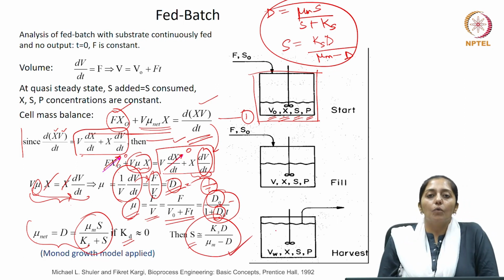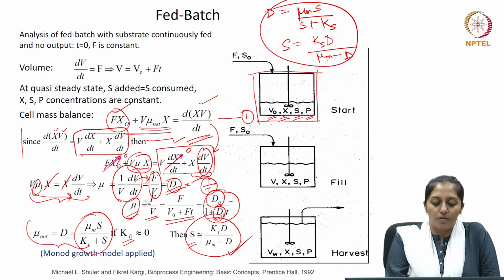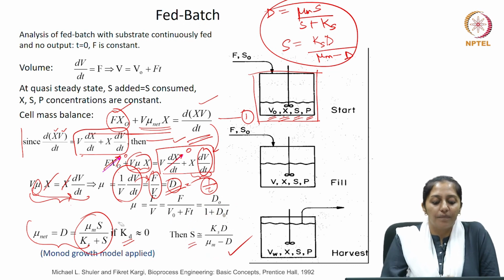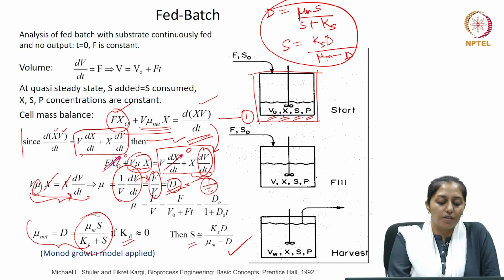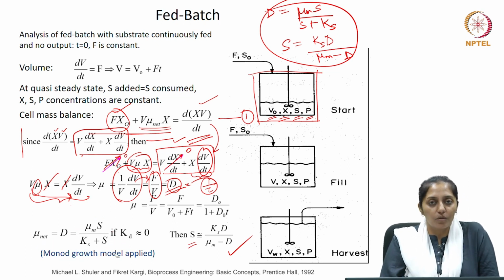So under quasi steady state, two things: the specific growth rate of the culture is equal to the dilution rate of the system. This is what we have gathered from here. The second key point, that if there is quasi steady state, then if we want to determine how S is going to change, it becomes a function of the dilution rate as this.